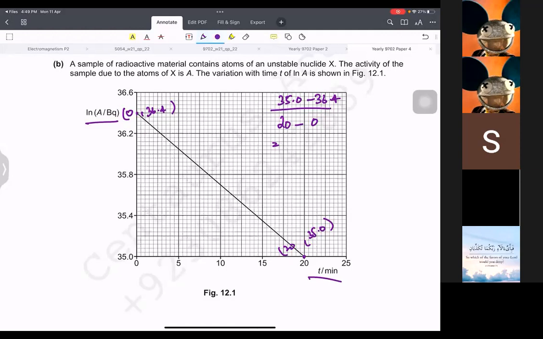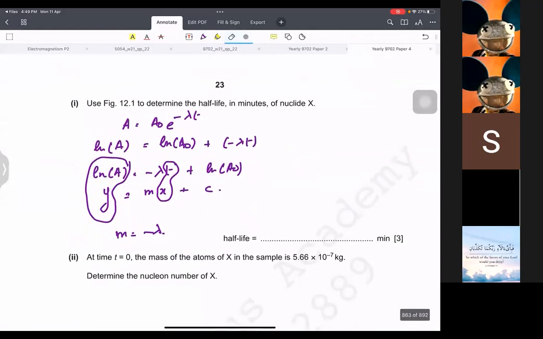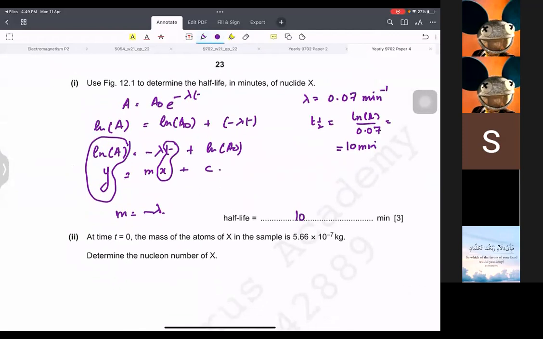Minus 0.07 per minute. Now we have this. So lambda is basically 0.07 per minute. Now the half-life is given by ln 2 over lambda. Can you find this? 10 minutes. Okay, so 10 minutes is our answer. Quite a work for 3 marks.